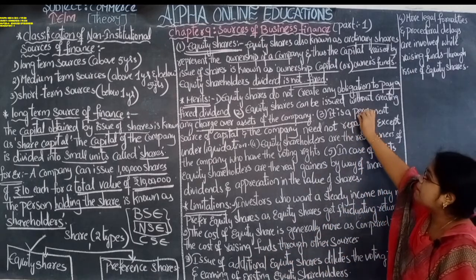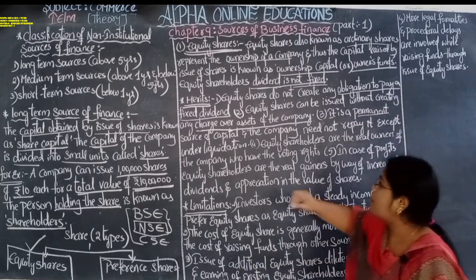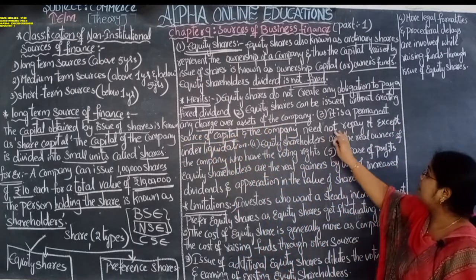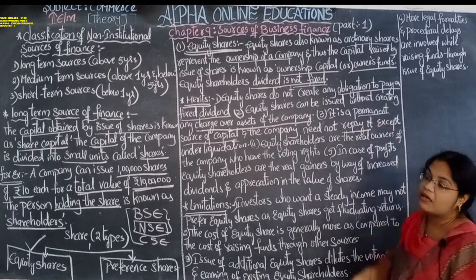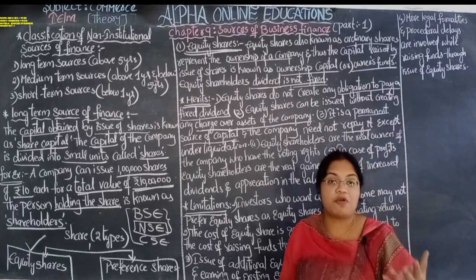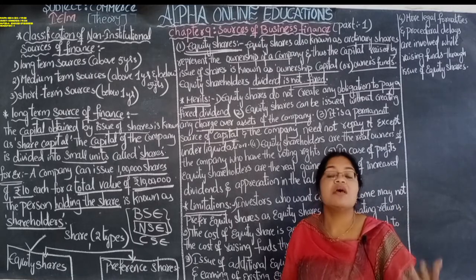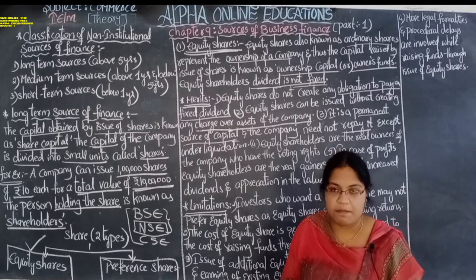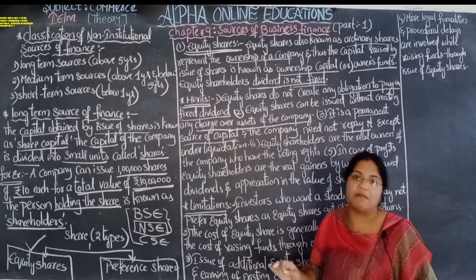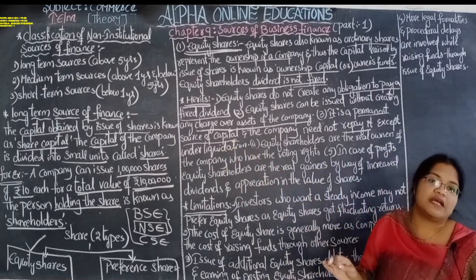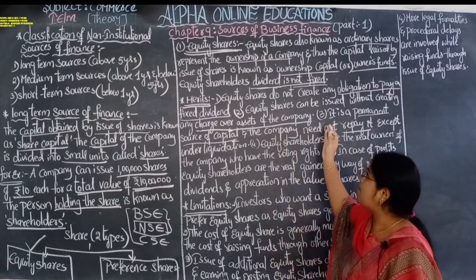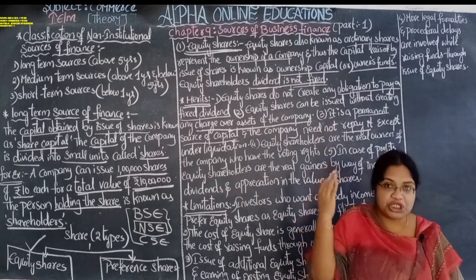It is a permanent source of capital, and the company need not repay it. Whatever capital is brought by the equity shareholders is not paid back by the company. It is a permanent source of capital for the company, so there is no need to pay back the equity shareholders.